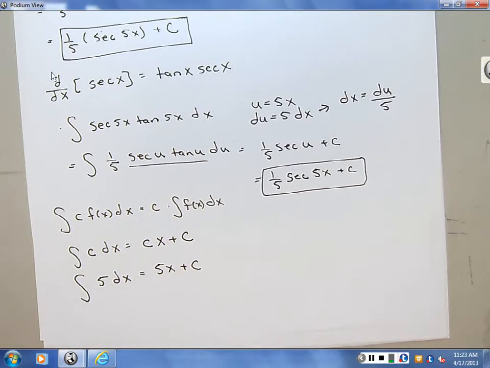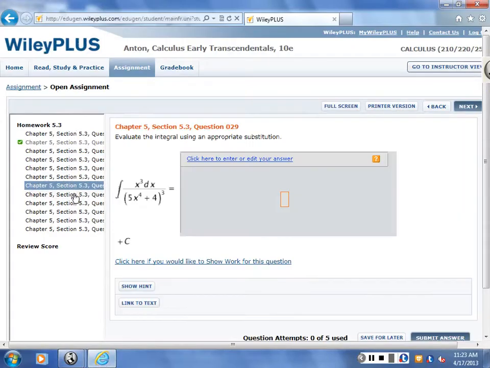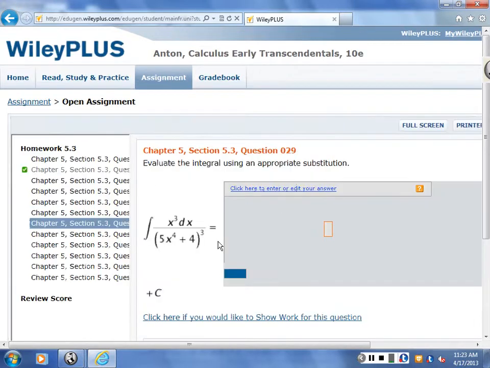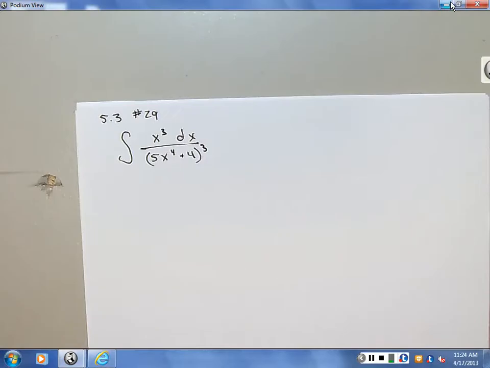Okay, so let's look at another example. This one's pretty good. Let's look at number 29 on 5.3. I'm integrating x cubed dx divided by 5x to the 4th plus 4 to the 3rd power. So this is what I have. What would be a good pick for u?